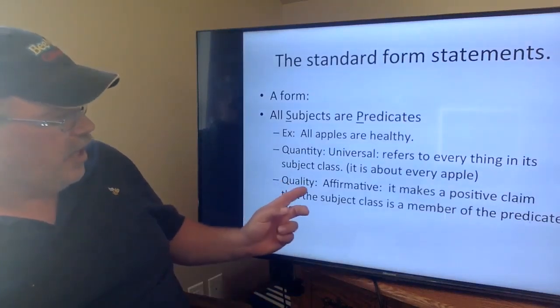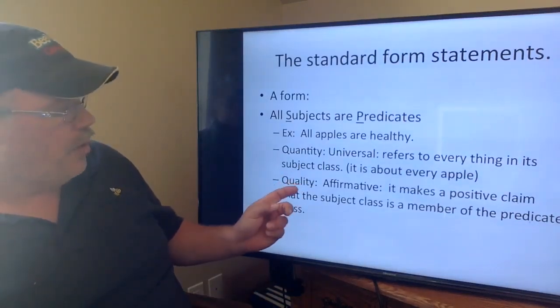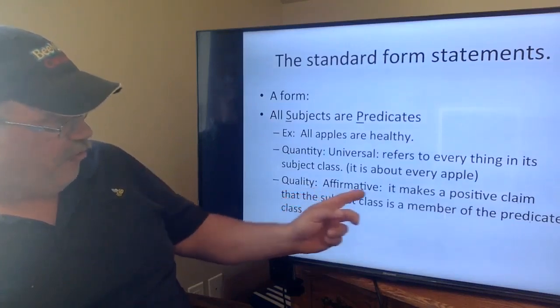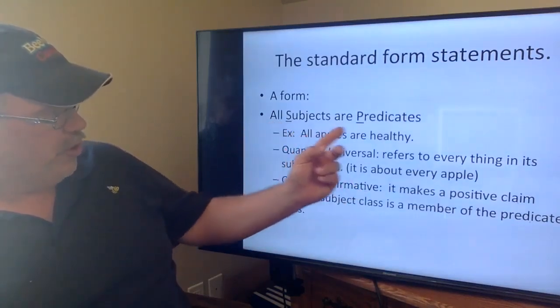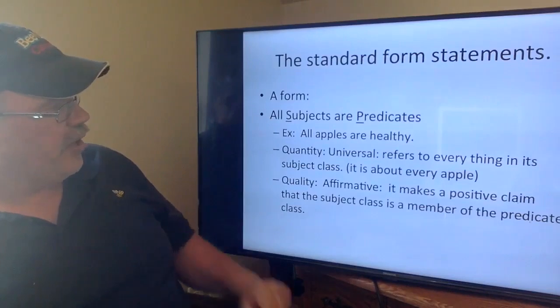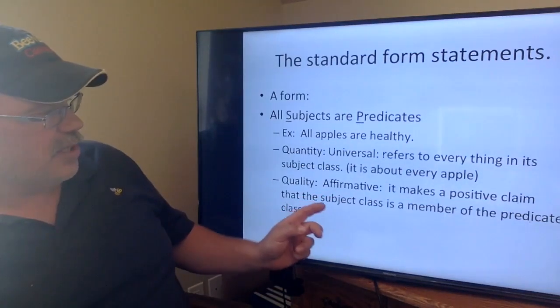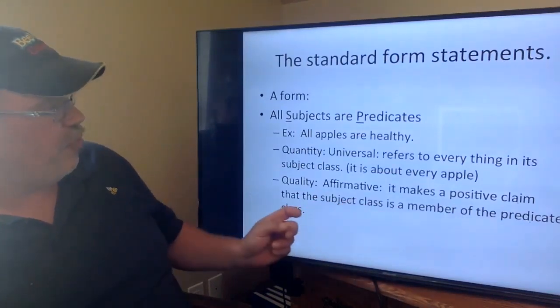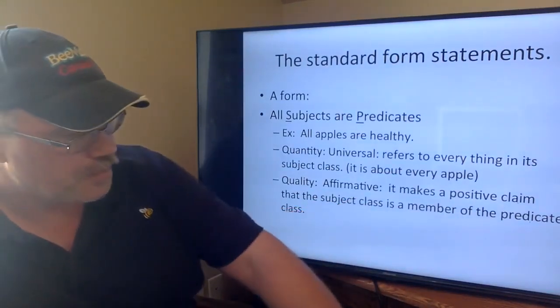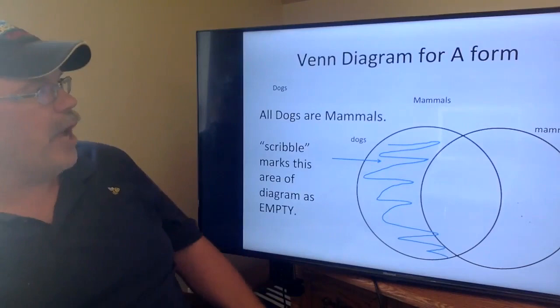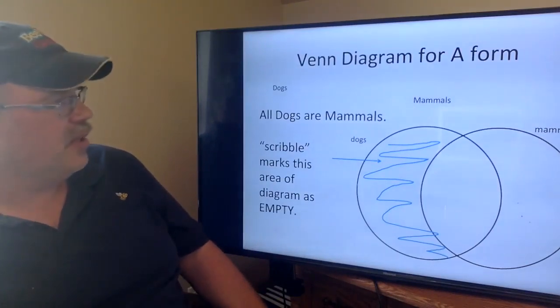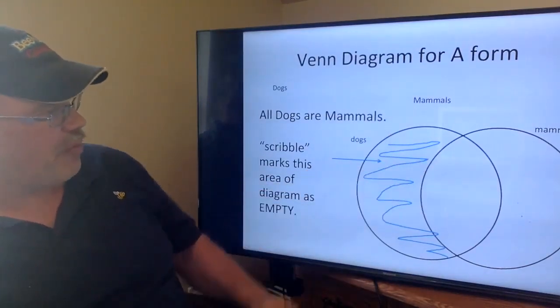The quality, that's the yes or no, is in this case affirmative. Notice that there's no words here that express anything negative. So this is a positive claim that the subject class is a member of the predicate class. The diagram for that looks like this. Now we're going to use dogs and mammals here.